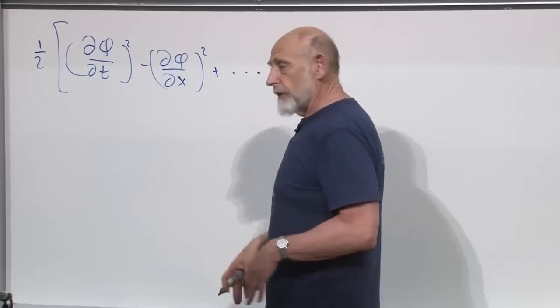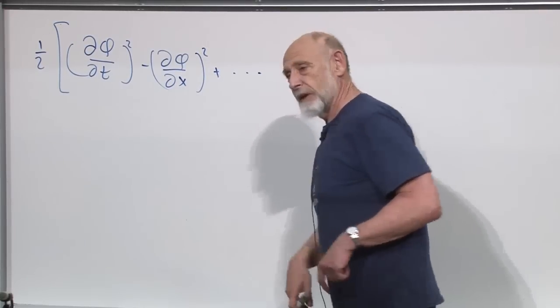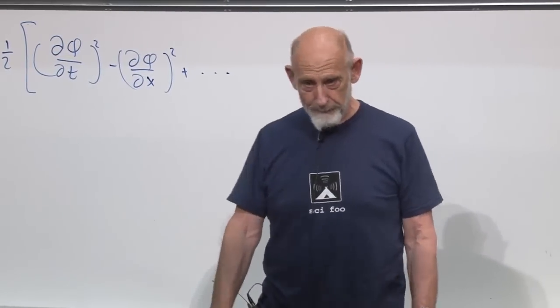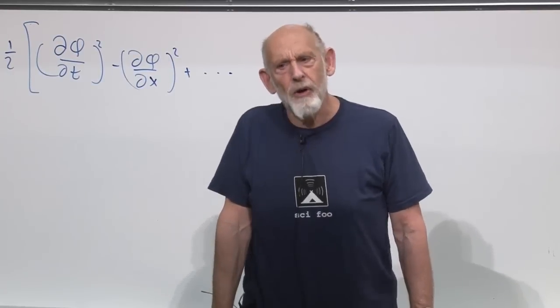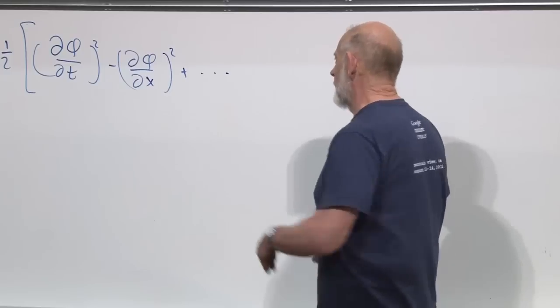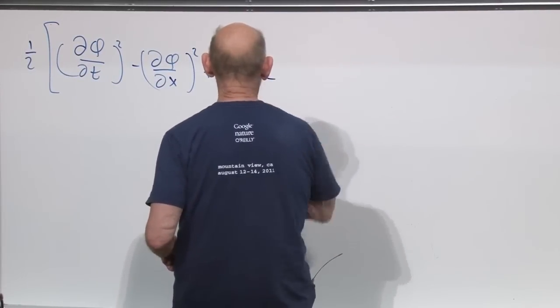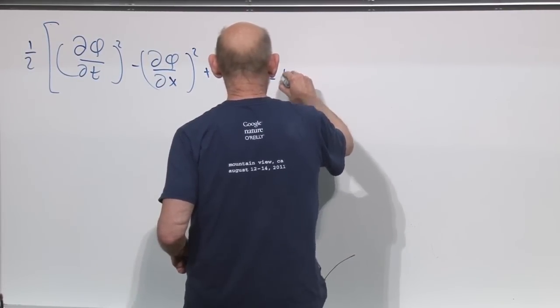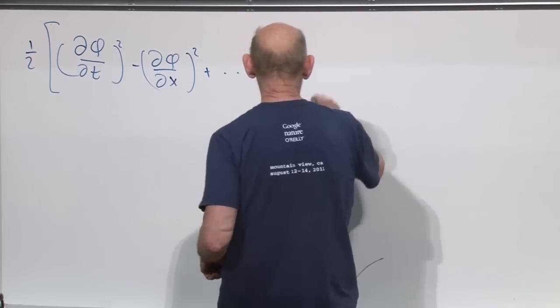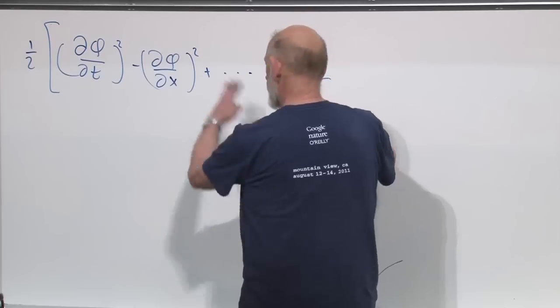And the simplest function of phi that I can think of, well, we could just add phi. That would be a simple function of phi. But I'm going to make a slightly more complicated one: phi squared. So including the 1/2, we're going to write minus a parameter which I'm going to call mu squared, phi squared over 2.